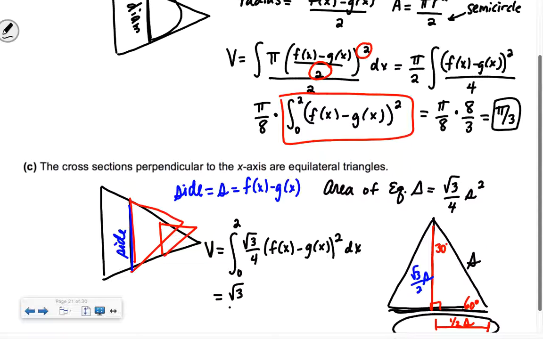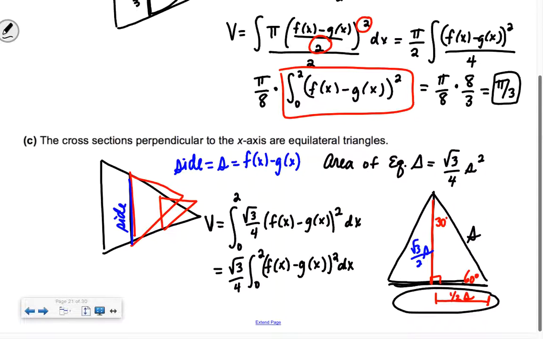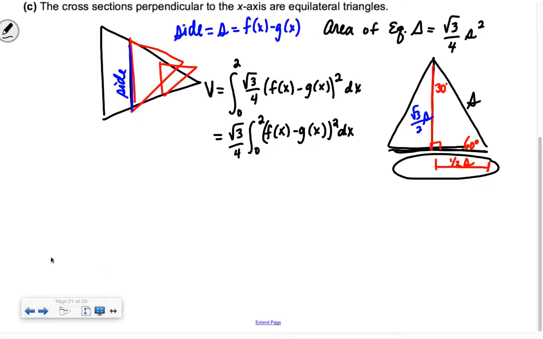So we get square root of 3 over 4 that we can pull out front. And then notice how, again, you have that f of x minus g of x that we had from part A. And what was that answer? I'm hoping Ian got that answer right now that we've used it multiple times for A. Yeah, it was 8 over 3. Are we sure it was 8 over 3? Yes. Okay, just making sure. So we get 2 √3 over 3, right? So that's that answer.